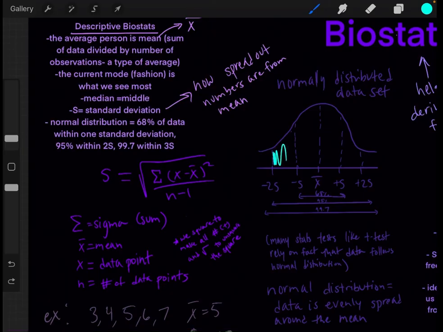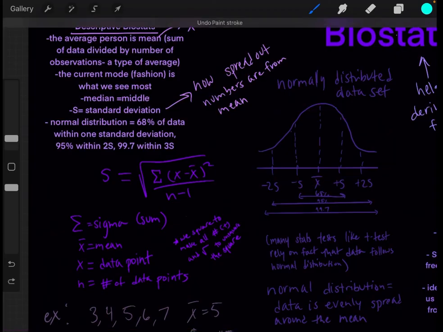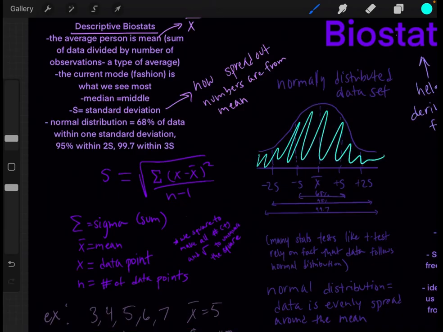And then all over here, we have plus or minus 2 standard deviations, and that encompasses 95% of our data. And then 99.7% will fall within 3 standard deviations. So probably like this, the rest of it.